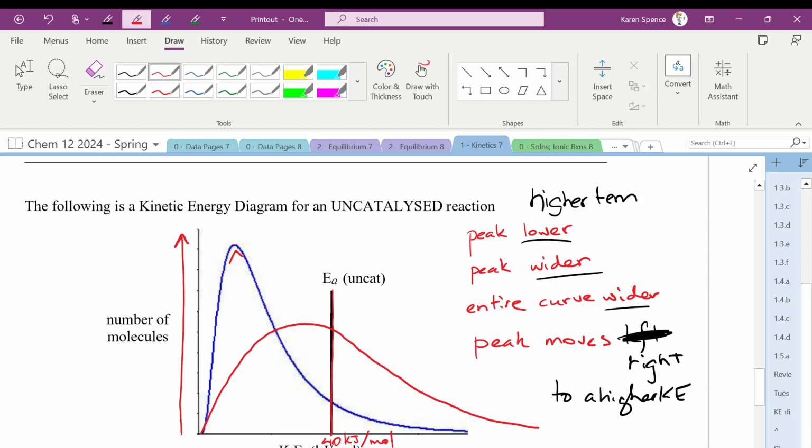Now, what does a catalyst do? A catalyst lowers activation energy. So if I'm going to lower from 40 kilojoules to a smaller value, which direction do I need to move that line? To the left. So this is going to move to the left. And, you know, I could say, oh, maybe now that's 30 kilojoules per mole. So that would be the EA catalyzed.